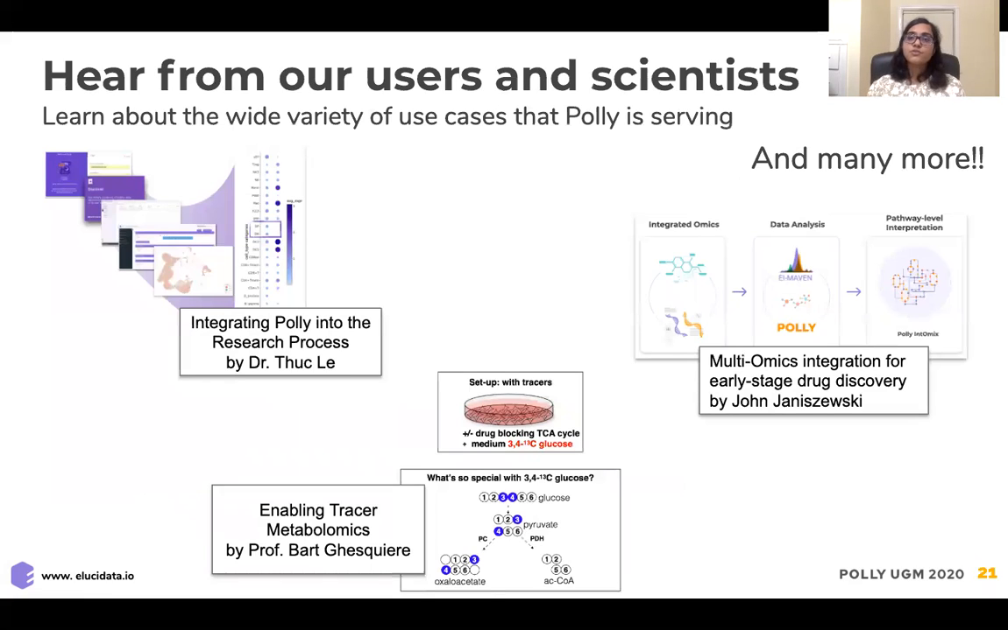I also want to give a shout out to some of our users and scientists who will be presenting their work today. I particularly want to highlight Dr. Thakli's talk on integrating Poly into their lab's research process. Also, talks on how Poly is being used for multi-omics integration in early stage drug discovery, as well as how Poly enables analysis of tracer metabolomics. So these are some examples of how our users today are using the platform.